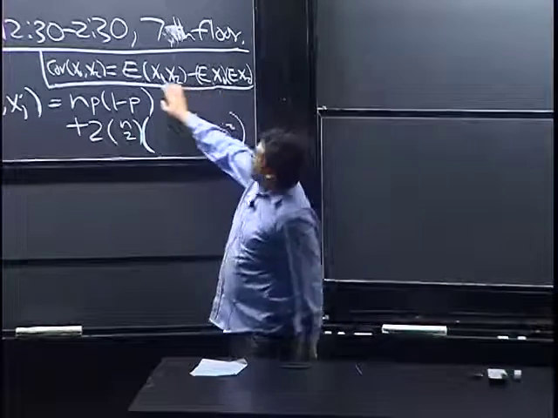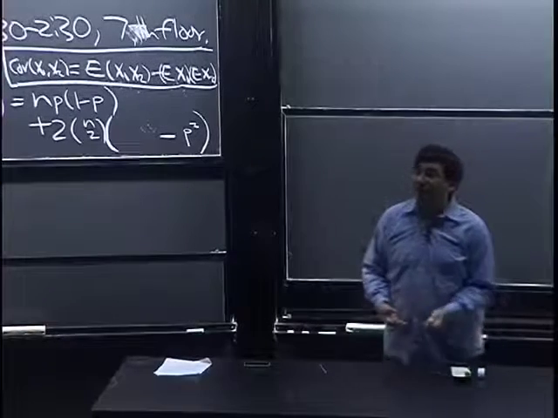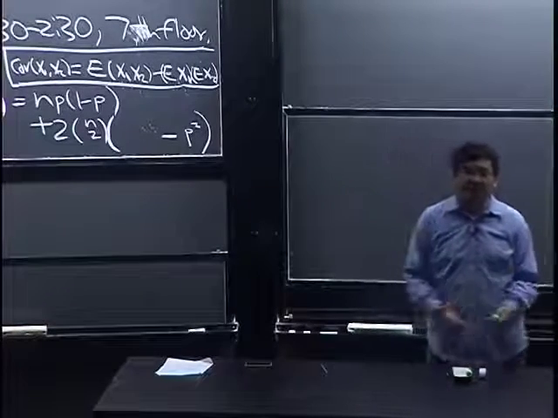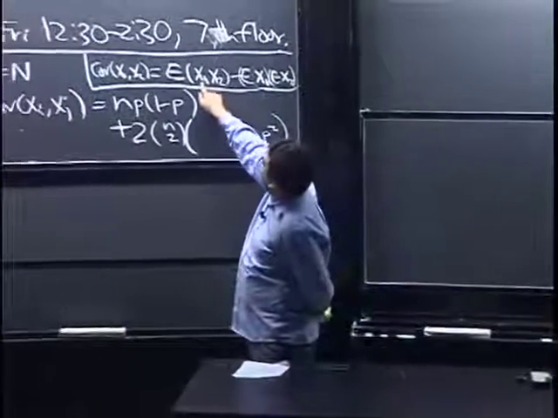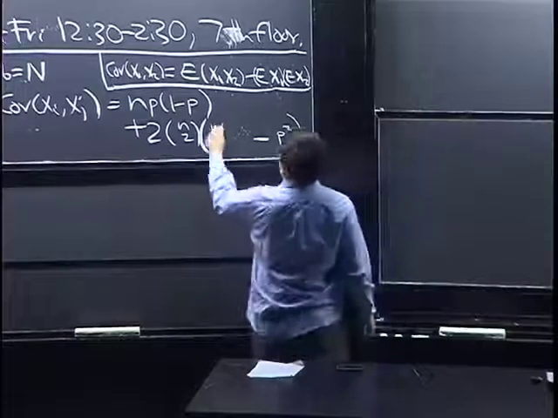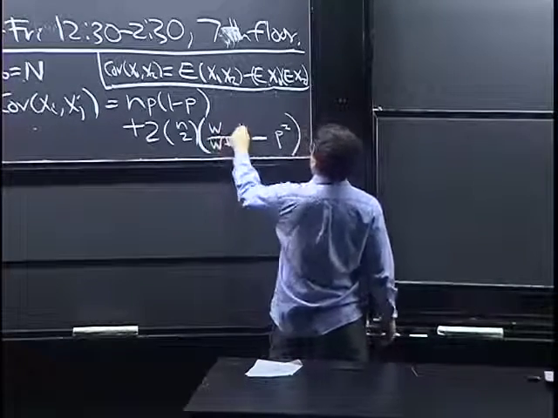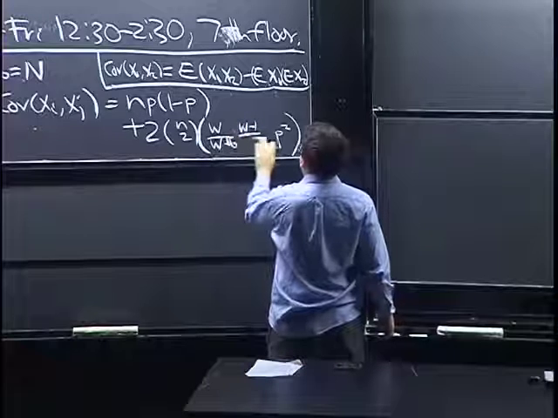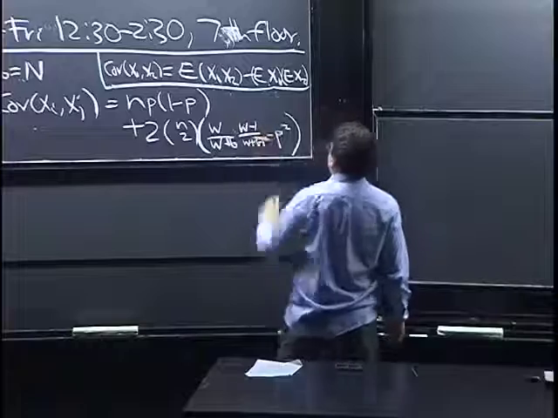That term. Now, E of X1 X2, well, as I pointed out last time, if you multiply 2 indicator random variables, that's just an indicator random variable of the intersection. So this is just the event that the first ball is white and the second ball is white. So first ball is W over W plus B, that's just p again, times W minus 1 over W plus B minus 1, minus p squared.